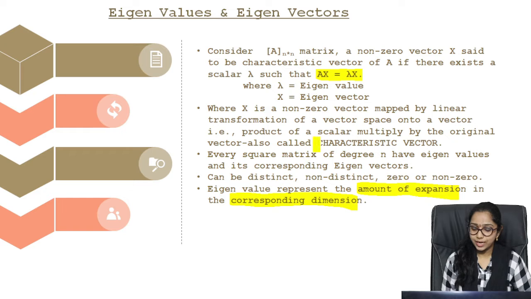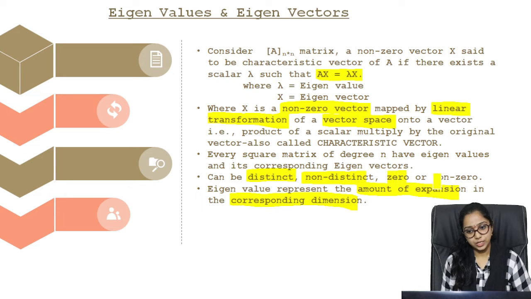And what is an eigenvector? An eigenvector is a non-zero vector mapped by the linear transformation of the matrix A in vector space. That is what is called an eigenvector. The eigenvalues can be distinct, non-distinct, 0 or non-zero. And for every square matrix there exists a unique value of eigenvector and eigenvalue.